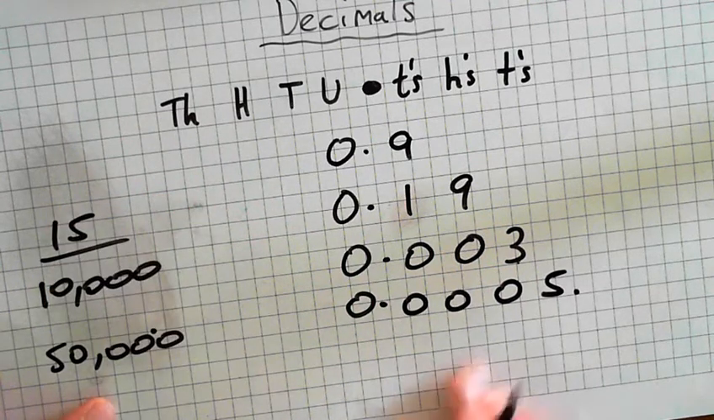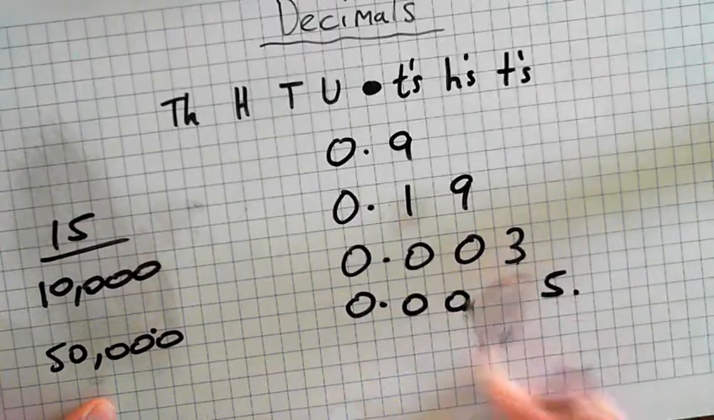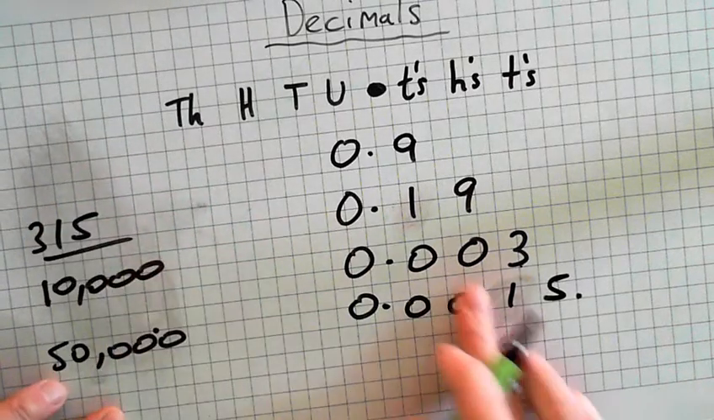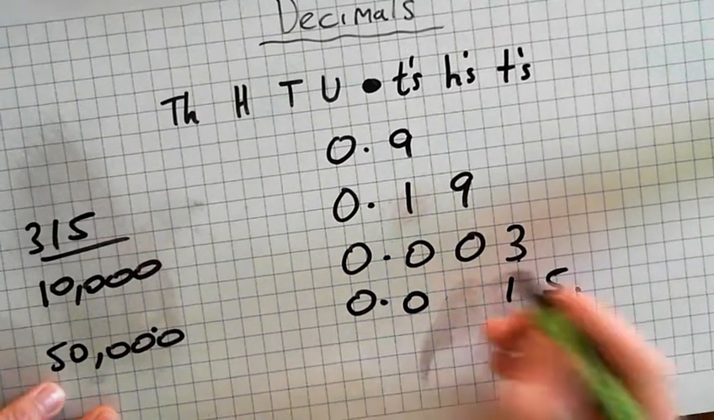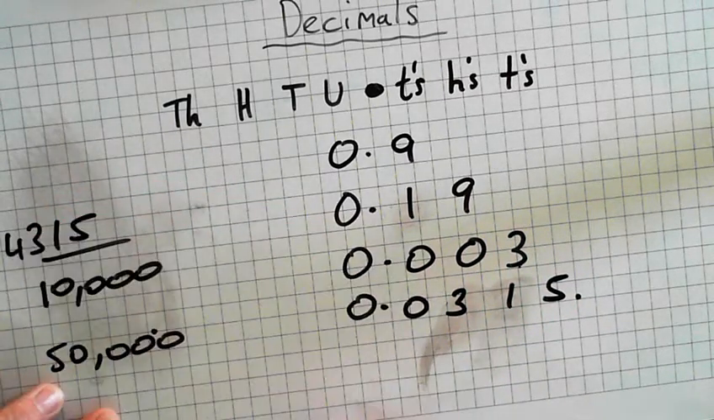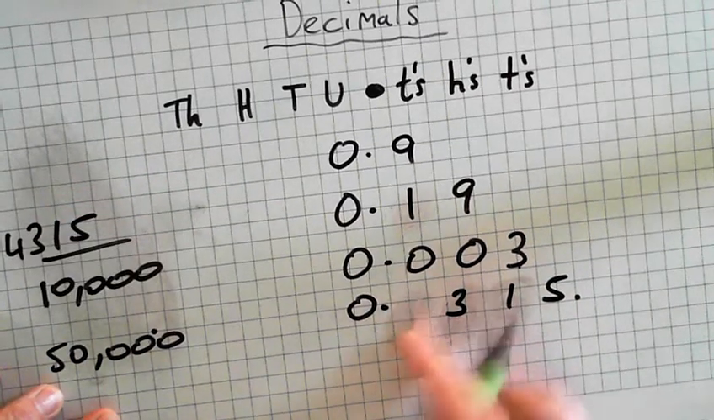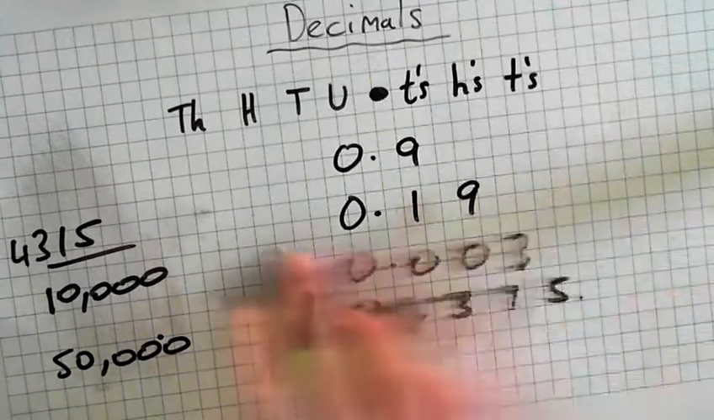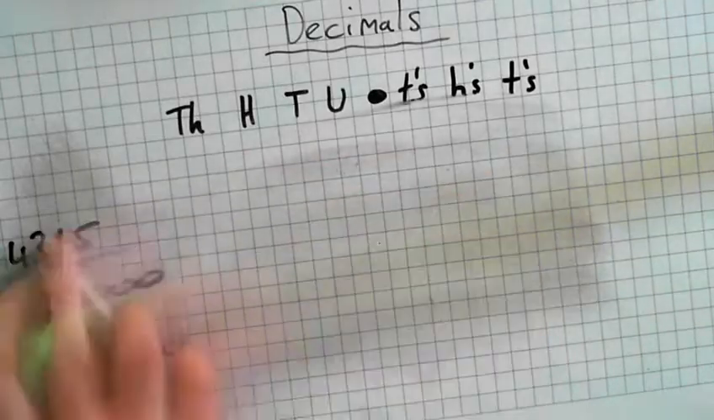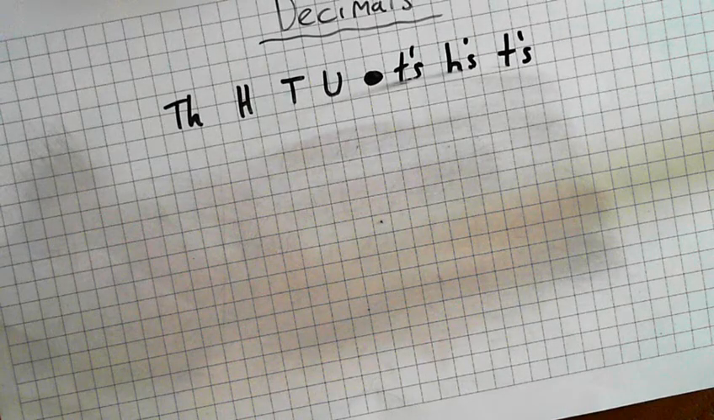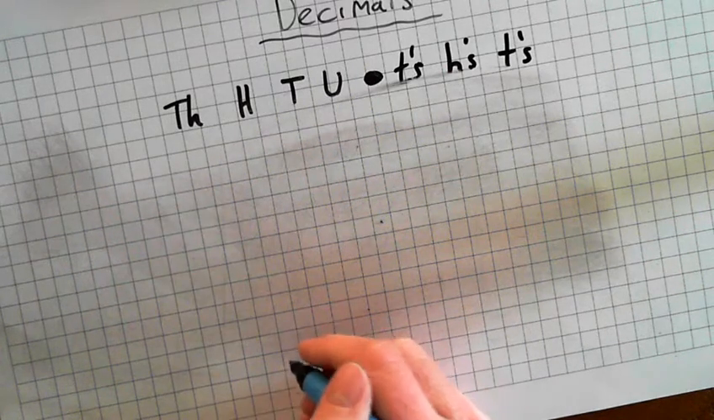What's 15? 1. What's 3? 0.0315. Okay. And 4. Alright, just fill up the gaps. I'm just going to change my pen because that's making too much of a mess.